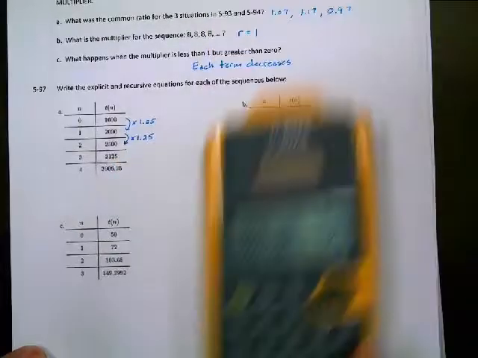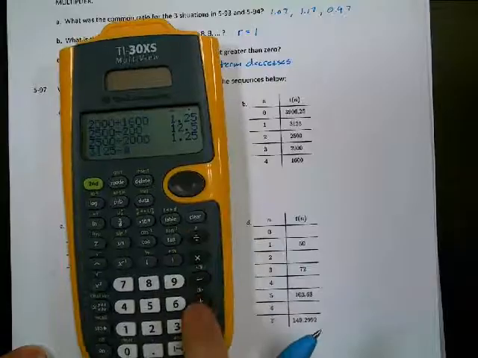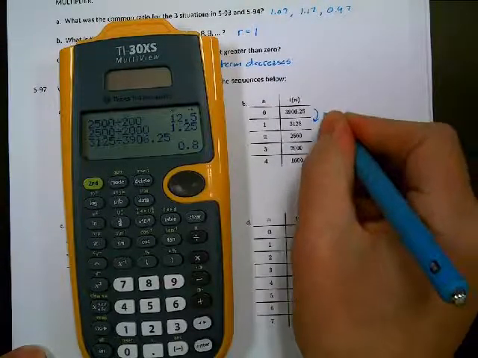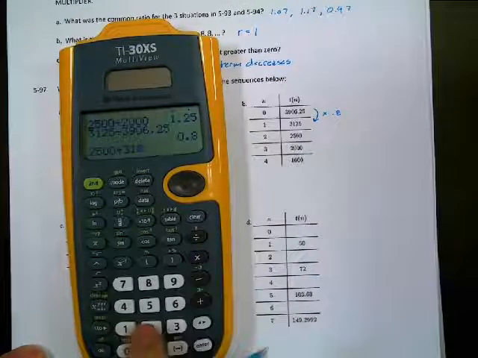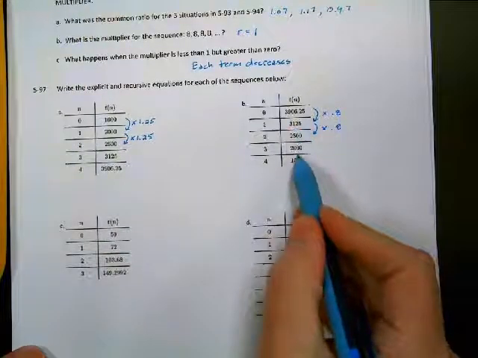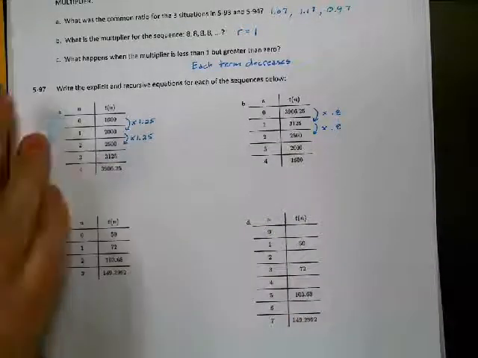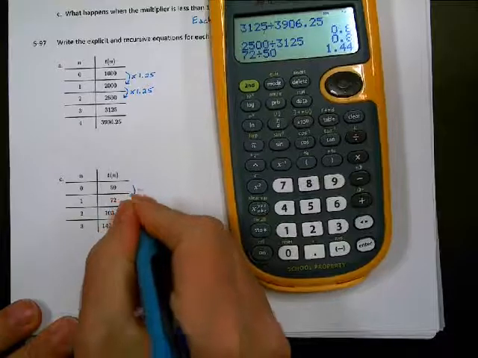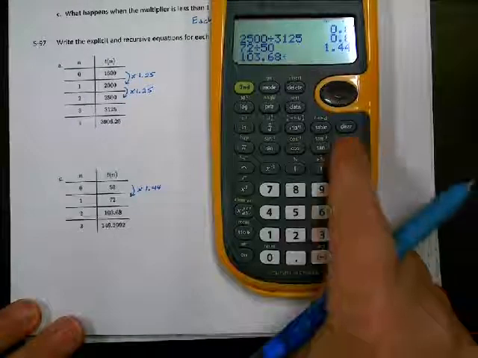Let's see the next one. 3125 divided by 3906.25. That's 0.8. And then 2500 divided by 3125, 0.8. Okay, so our common multiple is 0.8. And notice that the number is getting smaller because this number is greater than 0 but smaller than 1. This was getting bigger because the multiplier was greater than 1. For part C, 72 divided by 50 is 1.44. And then 103.68 divided by 72 is 1.44 as well. So this one is multiplying by 1.44.